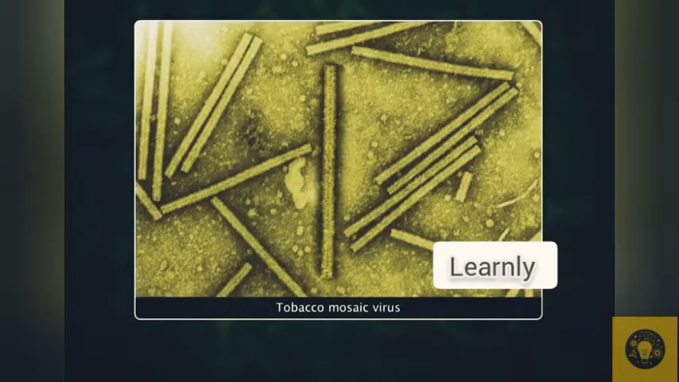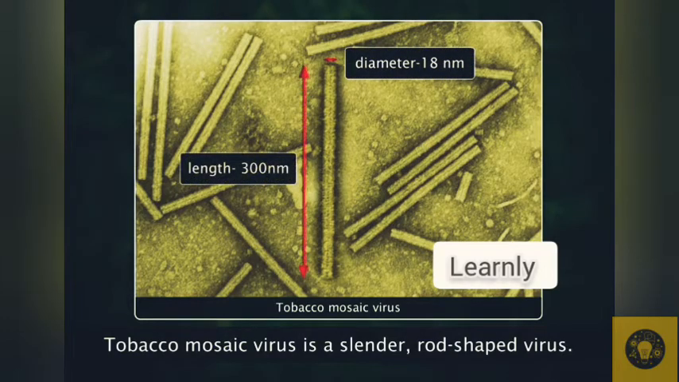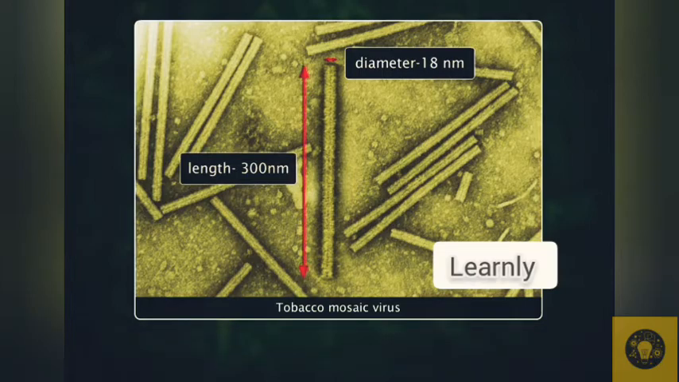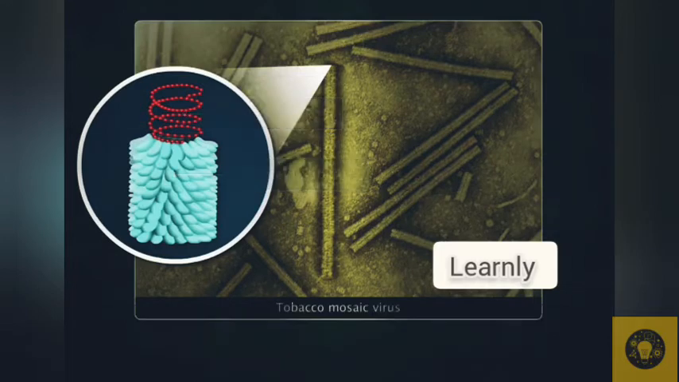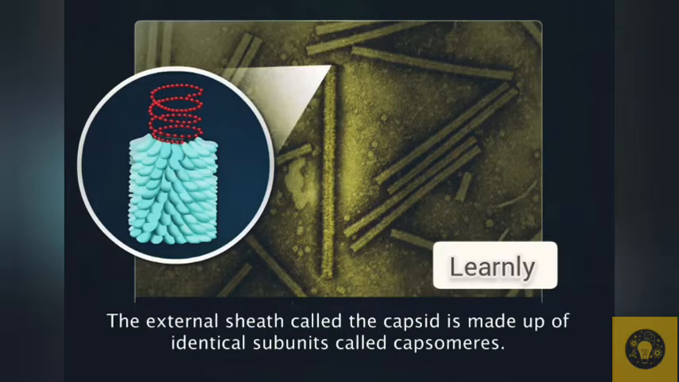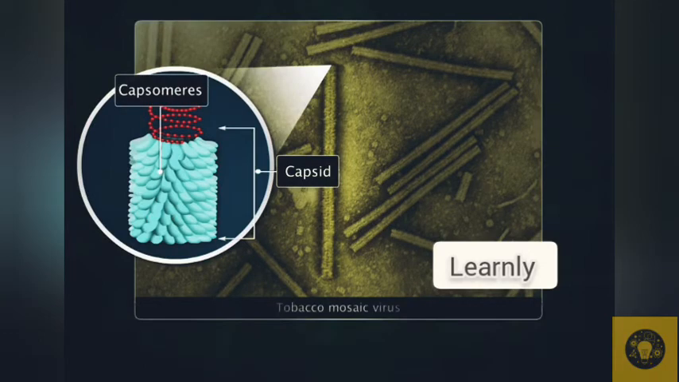Tobacco mosaic virus is a slender, rod-shaped virus measuring about 18 nanometers in diameter and 300 nanometers in length. The virus has a central core of ribonucleic acid, which is surrounded by protein. The protein part makes the external sheath of the rod-shaped virus and is called the capsid. It is made up of identical subunits called capsomeres. The capsomeres are closely packed and arranged in a left-handed helix.